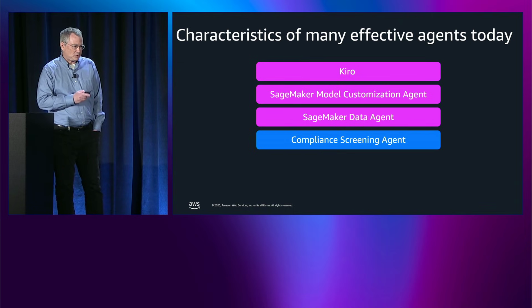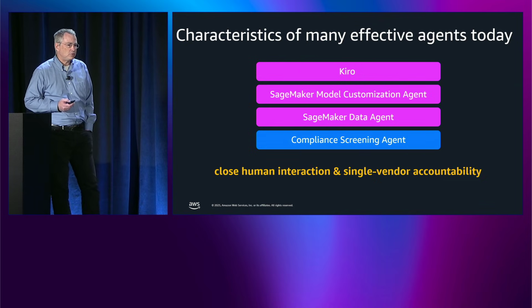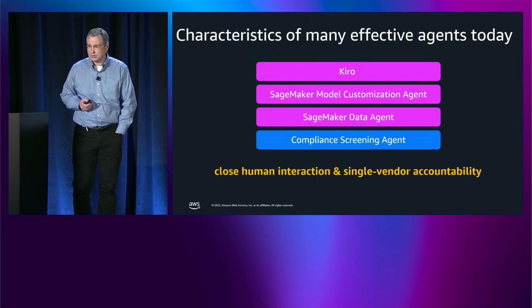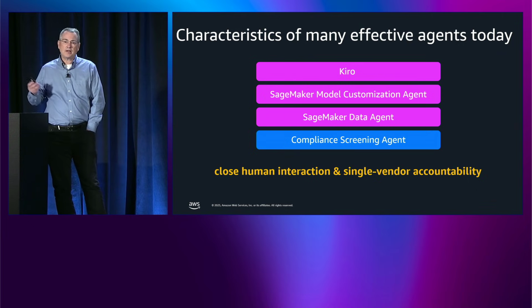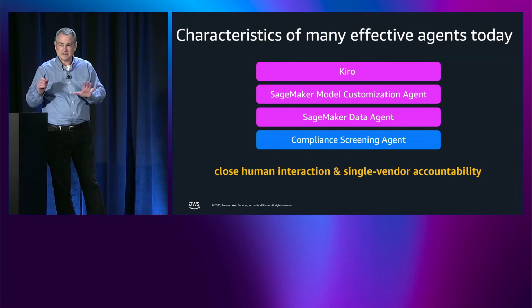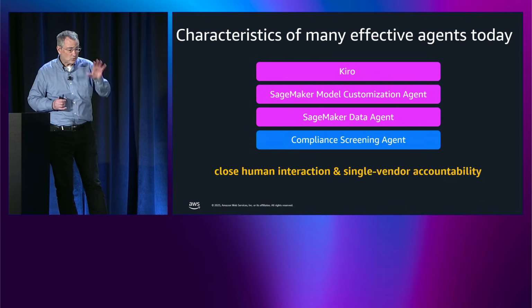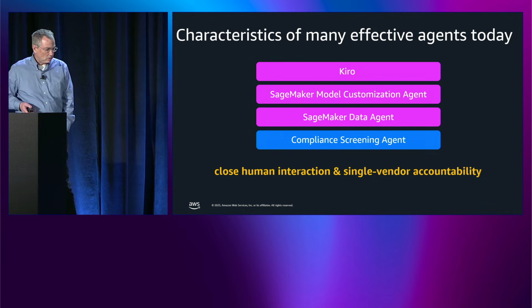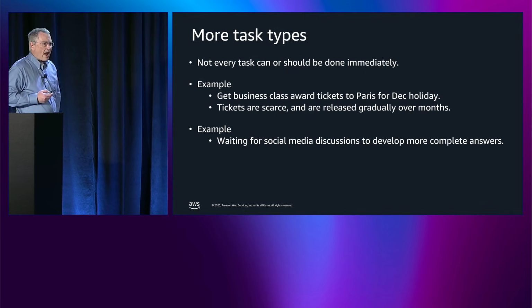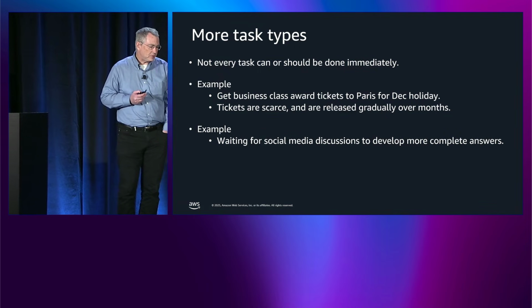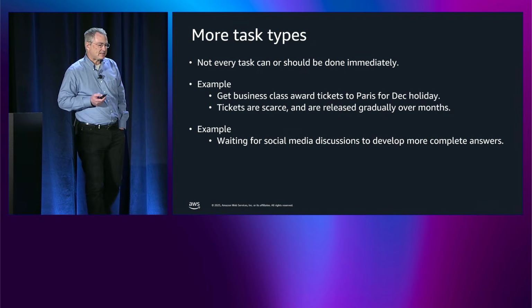But what is the primary characteristic of these agents? It's that they have very close human interaction, and you have single vendor accountability. The world we were just talking about, where we have lots of critters running around all doing useful work for us, is a bit different from this world here. This world is yielding quite a bit of value, but we have a ways to go. So how might things evolve over the next year or two? The first thing is obviously more task types.